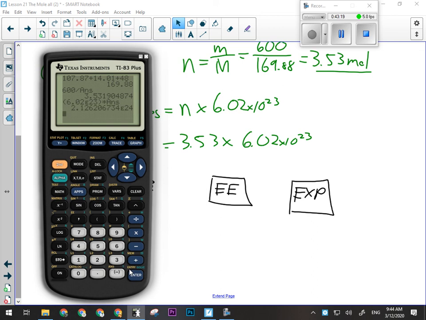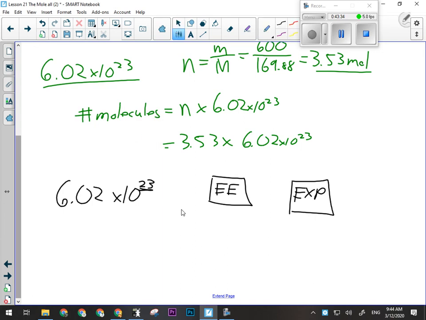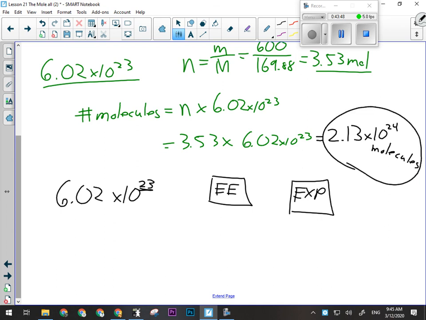So it's telling me that in this 600 grams, I have 2.13 times 10 to the 24 molecules. So I would write this out as 2.13 times 10 to the 24 molecules. That's how many molecules are in 600 grams of silver nitrate.